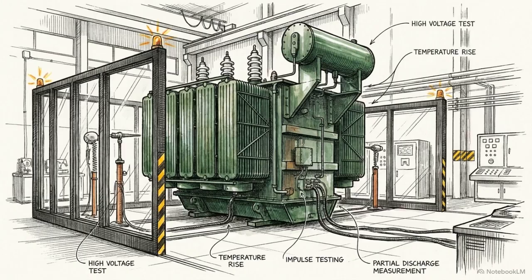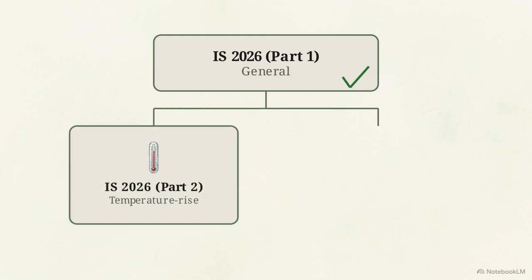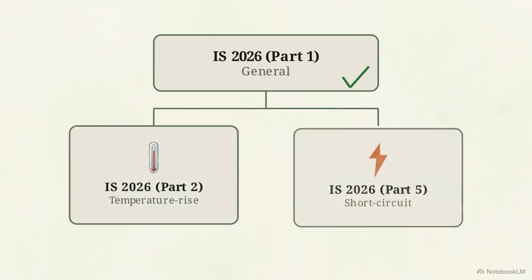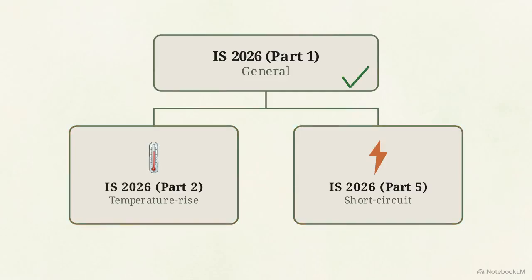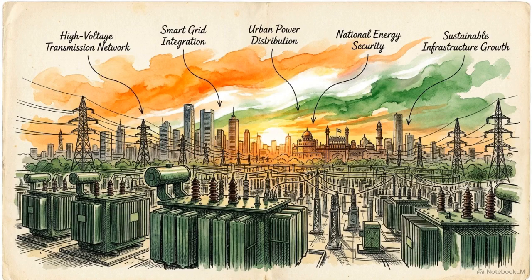These foundational definitions provide the necessary baseline for physical stress testing. Once a transformer meets Part 1, it must undergo the thermal evaluations in Part 2 and the short circuit withstand tests detailed in Part 5. IS 2026-1 provides the engineering language required to build, scale, and protect a national power grid.